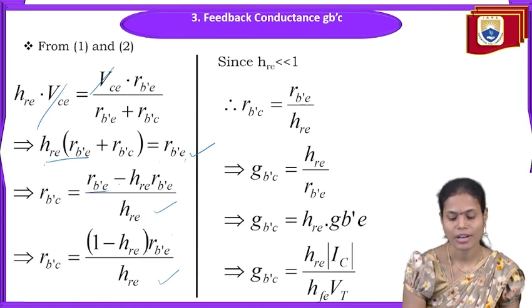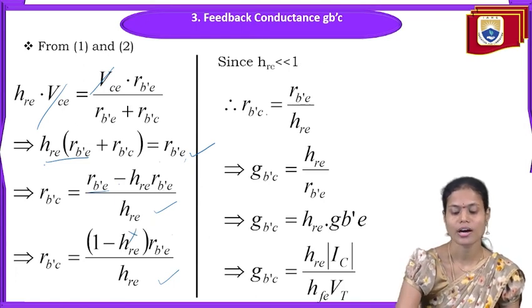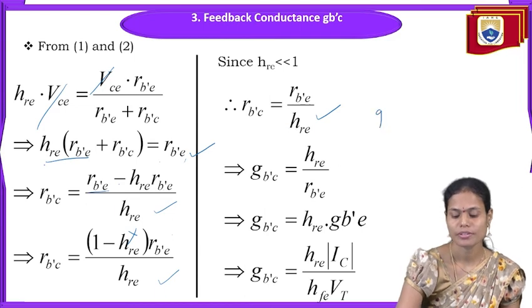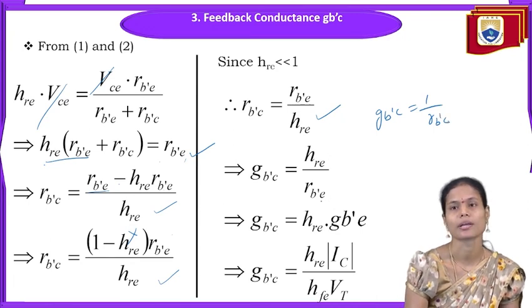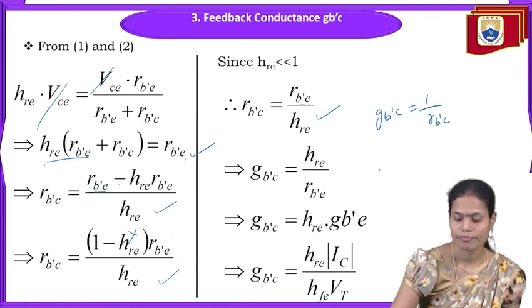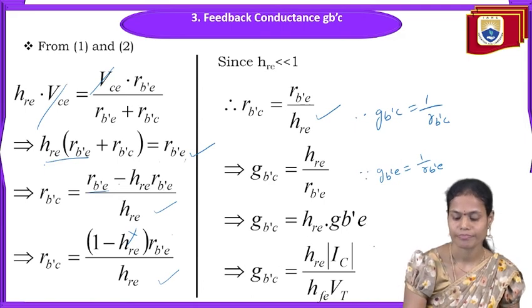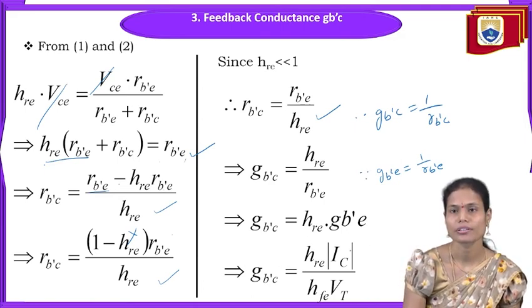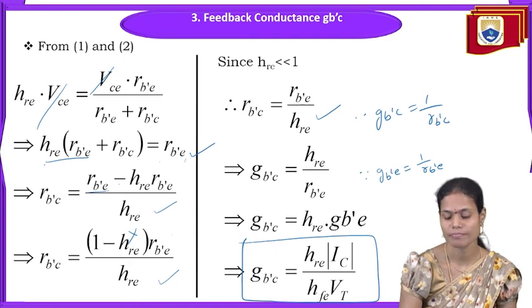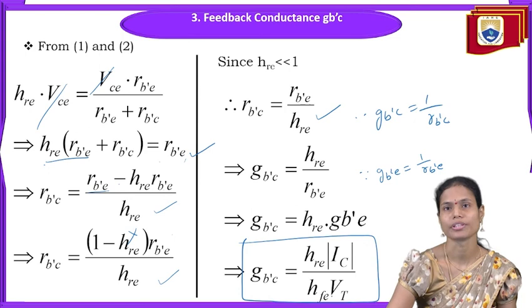And here, this HRE value is very less compared to one, so we can neglect this HRE. Once we neglect this HRE, the RB'C value is RB'E divided by HRE. So GB'C is the reciprocal of this RB'C, that is HRE by RB'E. And again, this RB'E we can represent with GB'E. Why? Because GB'E equals 1 by RB'E, and the GB'E value we have already calculated, that is IC by VT. So after substituting all the values, the feedback conductance GB'C is HRE into IC by HFE into VT.